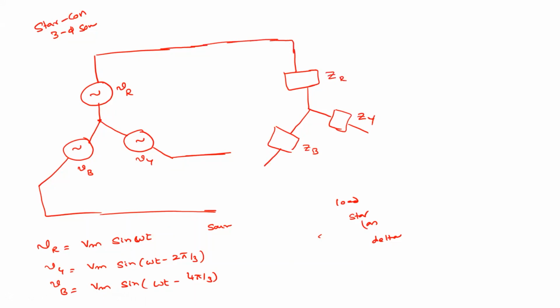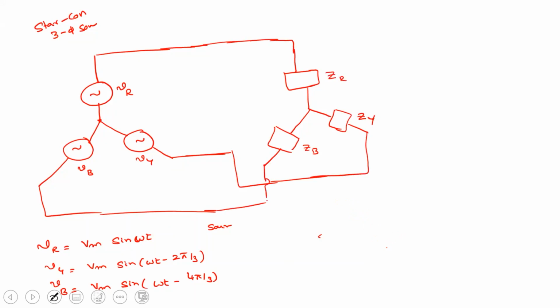So this R phase is connected, this is how the Y phase is connected, and this B phase is connected here. So one side you have a three phase source and the other side you have a three phase load. For simplicity, we assume that both are connected in star.